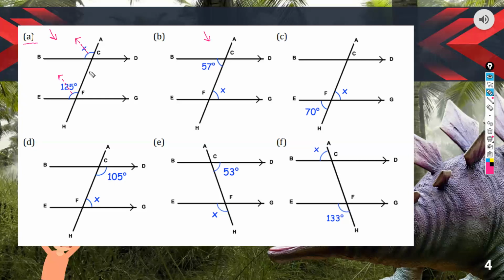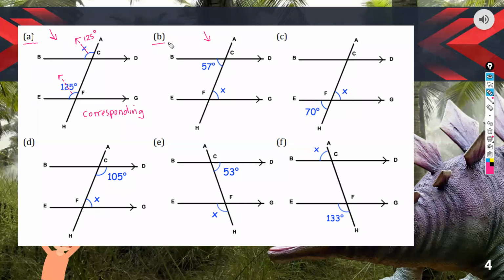Which rule is that? Alternate, corresponding, or interior? Look at your notes, right? That's definitely corresponding angles. And corresponding angles are always equal. So if this one is 125, well, then angle X is also 125. All right? So that's the answer for part A.